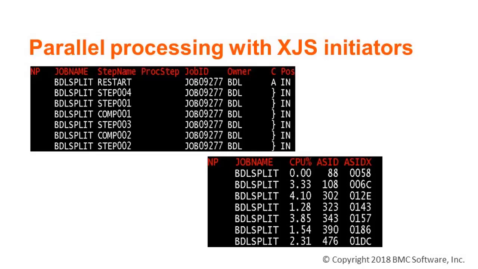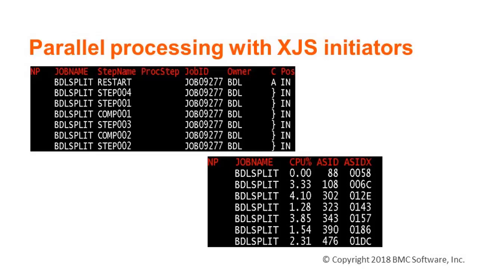The first step is executing in JES2 initiator in class A. The other steps are executing on a MainView batch optimizer XJS initiator with the bracket symbol next to the batch job executing. The bottom display shows what you see when you scroll to the right. Notice that each split step is assigned to a unique ASID.